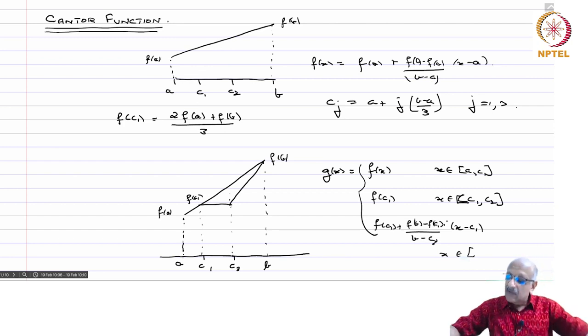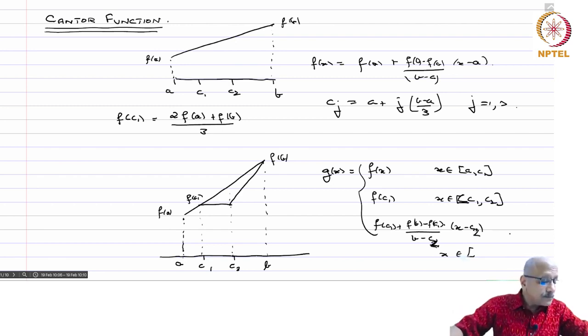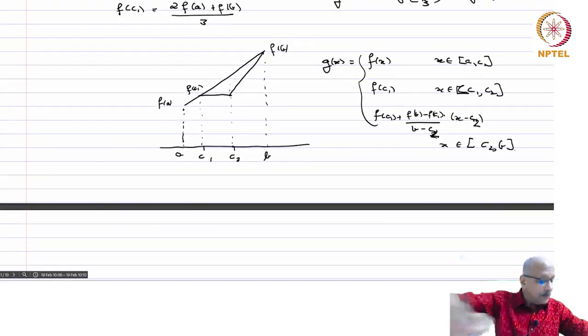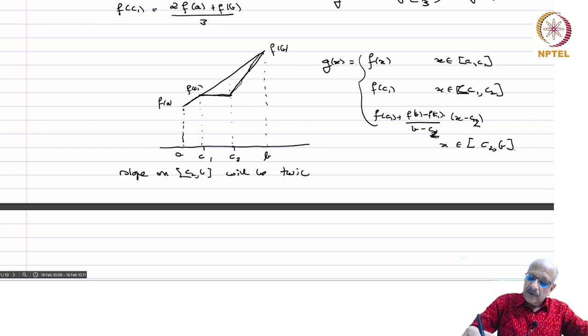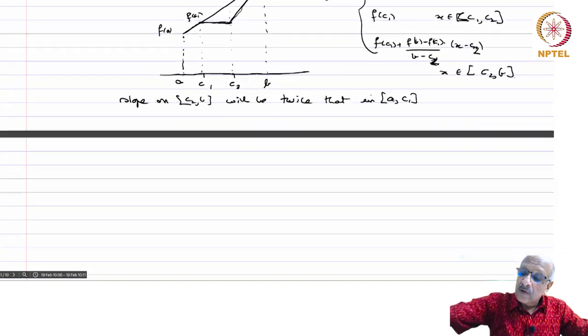This is f of C1 because that's the same value, but b minus C2 into x minus C2, for x belonging to C2 B. So this will be the new function which you have. You follow the function up to C1, then you do a constant, and then you do this. Now a simple calculation will show that the slope on C2 B will be twice that in A C1. So this slope will be exactly double the slope of this. That's a very standard, straightforward calculation which you can do from whatever is given to you.